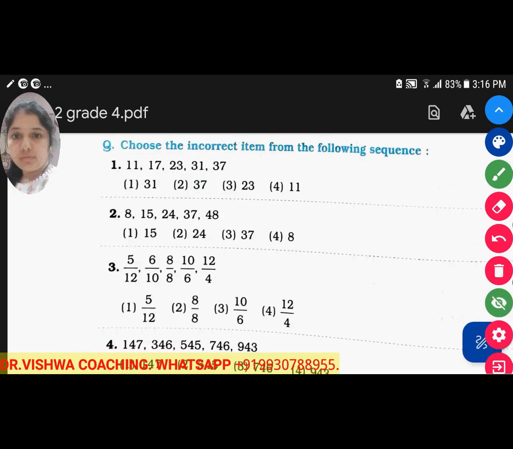Now see, like this, 8, 15, 24, 37, 48. Now what is common in these numbers? Now see, the square of 3 is 9, 9 minus 1 is 8. The square of 4 is 16, 16 minus 1 is 15.